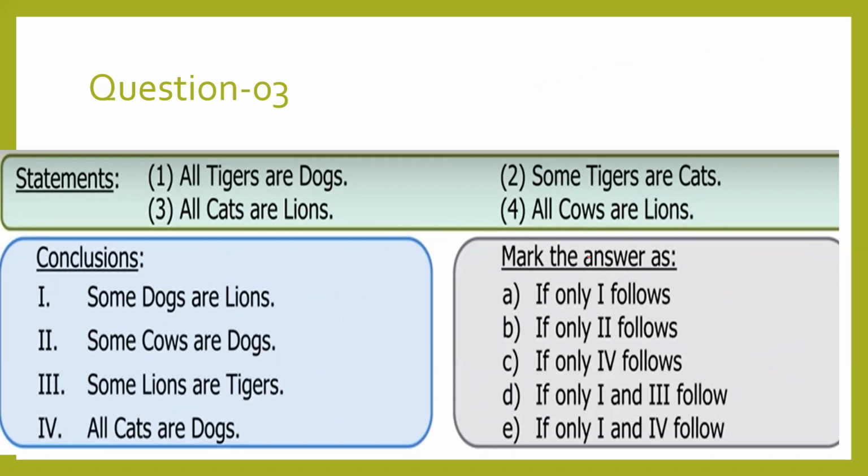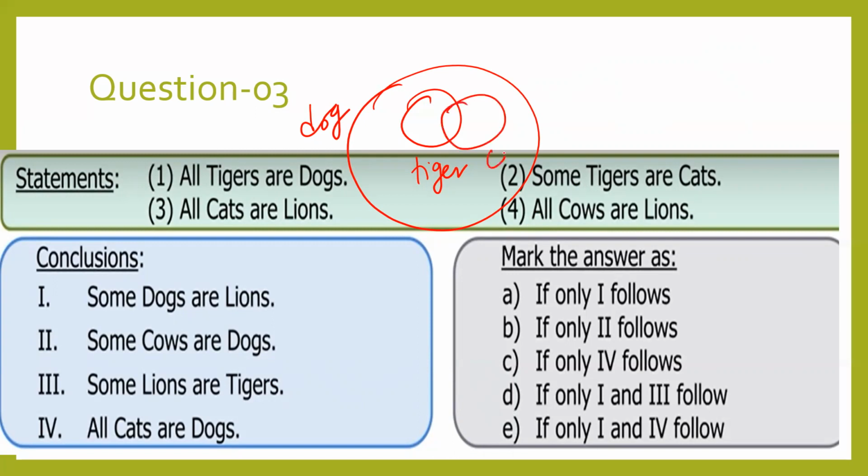You can see all tigers are dogs. Then some tigers are cats. All cats are lions. All cows are lions.